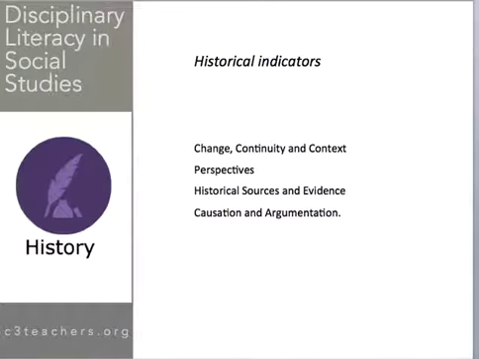The 17 indicators in the C3 framework are arrayed in 4 sections. So we're going to get right into these sections. The 4 sections are on change, continuity, and context, perspectives, historical sources and evidence, as well as causation and argumentation. Now I want to point out 2 things first. One is that you see some terms here that are related very closely to the C3 inquiry arc.